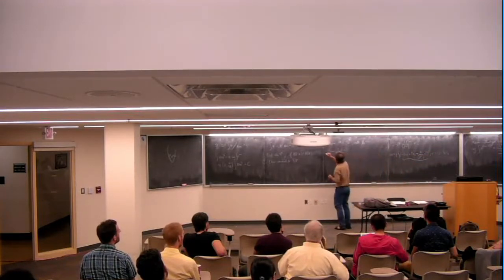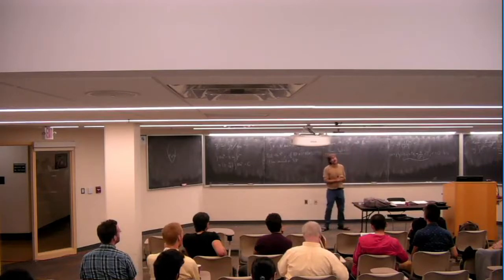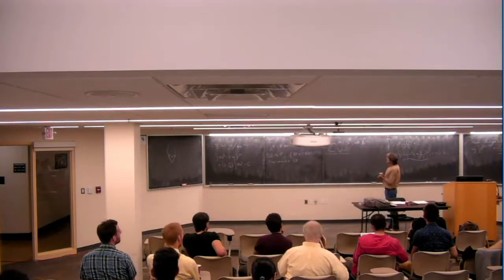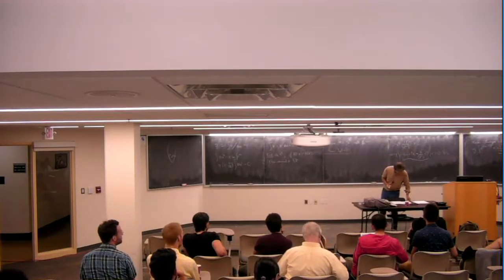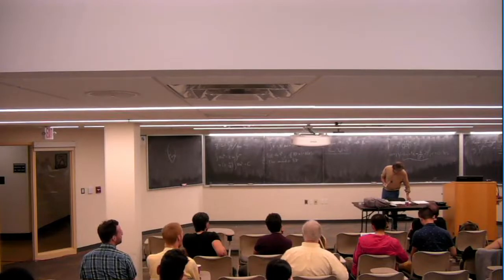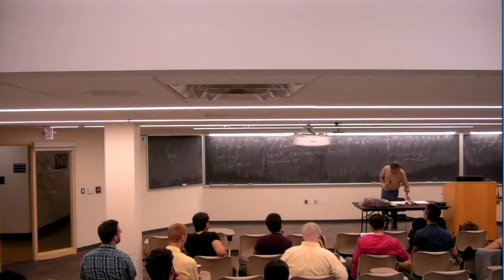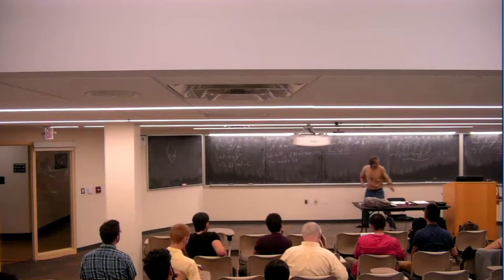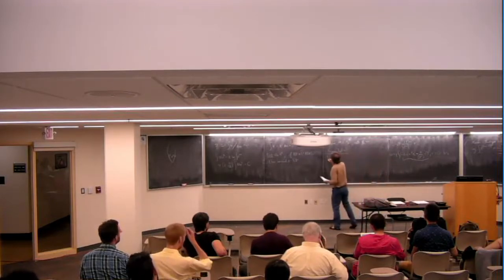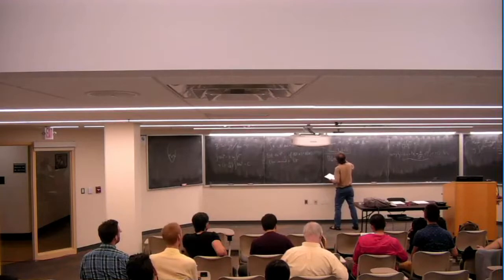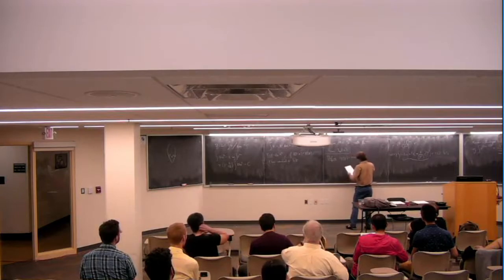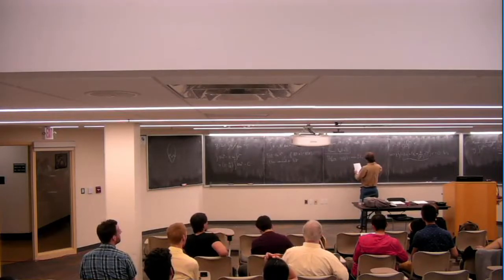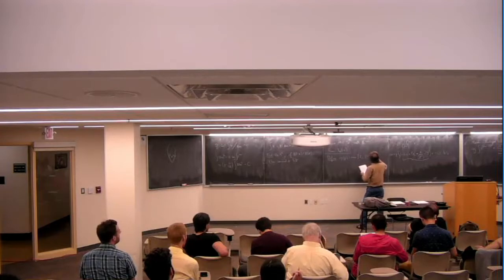So what Troyanov discovered, in a paper in the late 80s that was his thesis, was that there is actually a better inequality, and let me write it down for you. I'm going to define a quantity tau, a function of beta, and it's going to be the minimum of 2 and 2 plus twice the minimum of the beta j's.